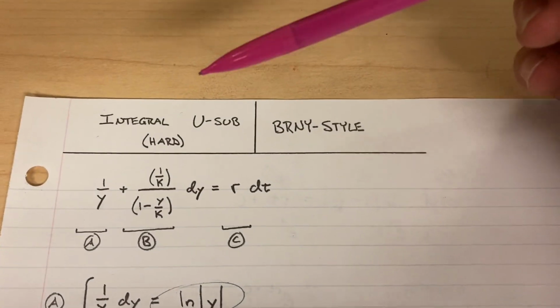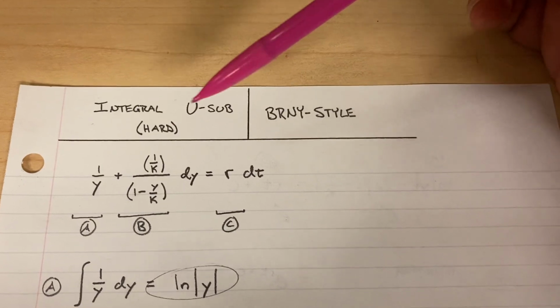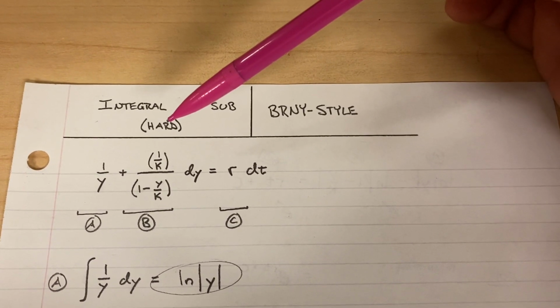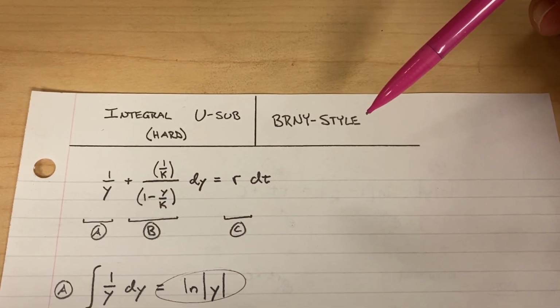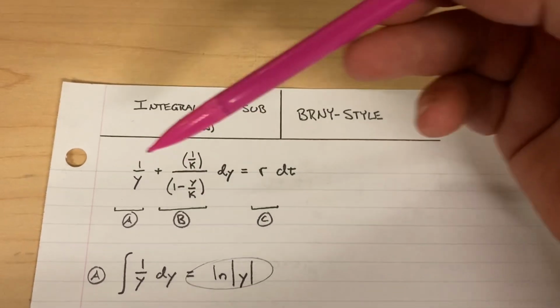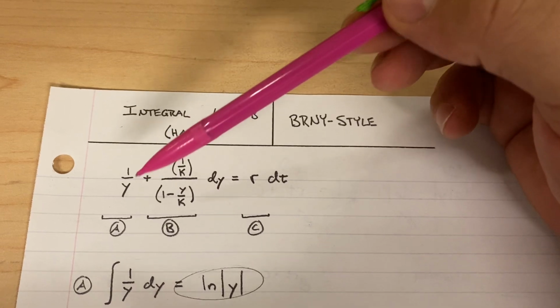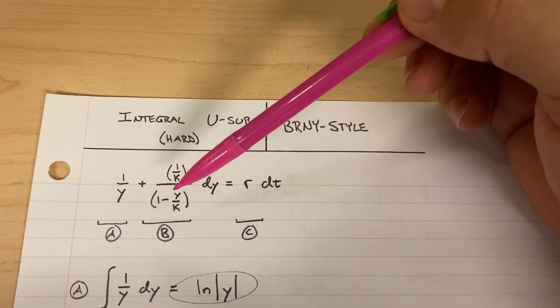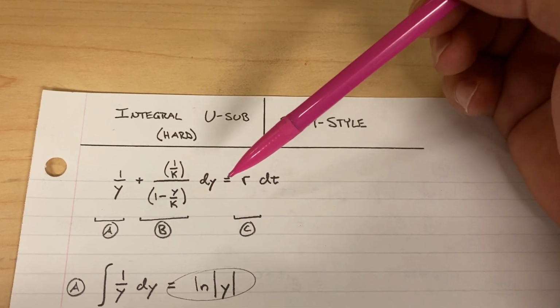All right, welcome aboard. Today we're going to be talking about an integral u sub example, and we're going to do a harder example for this tutorial. We're going to break this down for you BRNY style right now. So here's our expression: 1 over y plus 1 over k divided by 1 minus y over k dy equal to r dt.